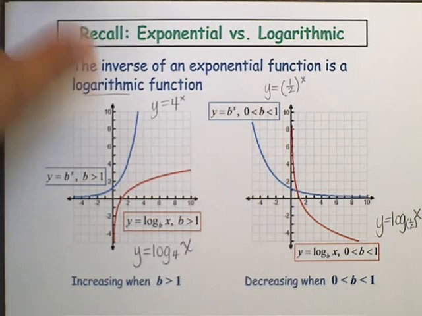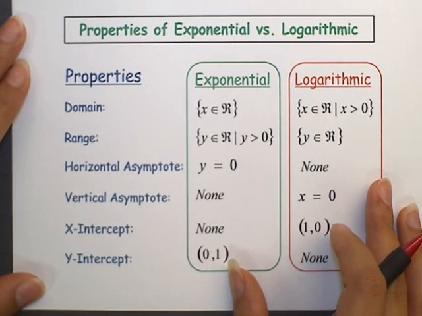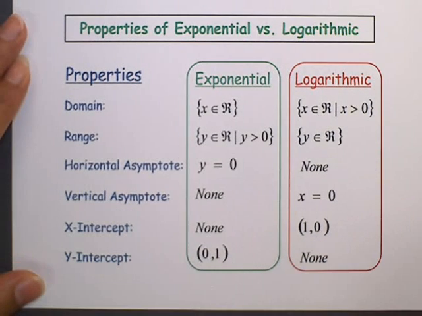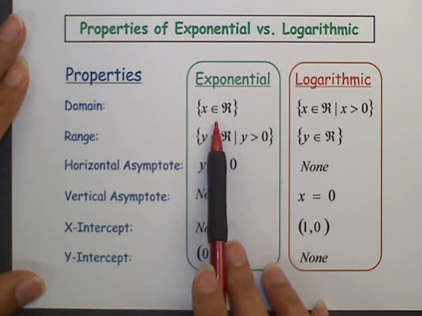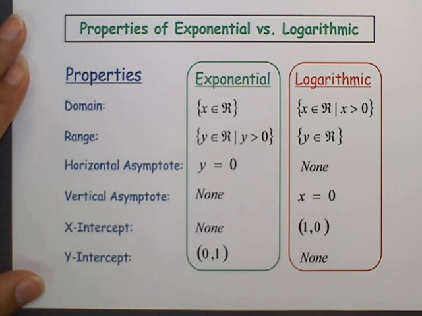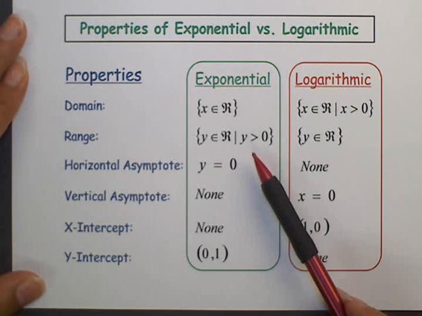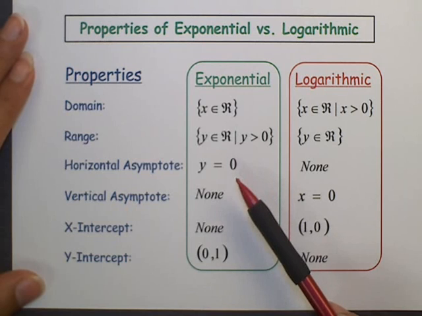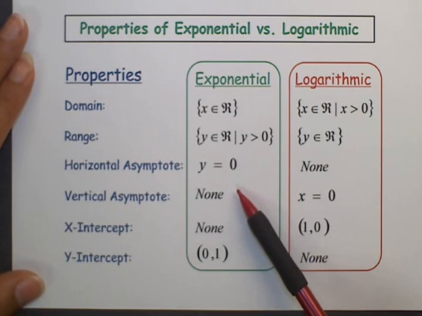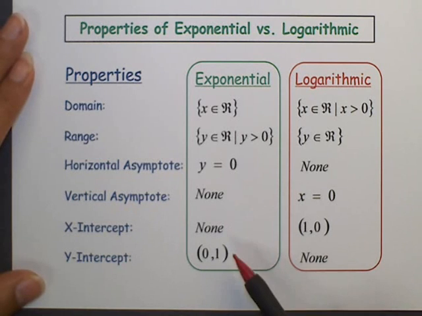Okay, some properties of exponential and logarithmic functions. Remember that they are inverses of each other, so you'll notice that a lot of their properties are opposite. For an exponential function, the domain is all real numbers since it continues infinitely to the left and to the right. The range is only positive values of y since the graph is above the x-axis, because there is a horizontal asymptote at y equals 0. There's no vertical asymptote, no restrictions there. There's no x-intercept since there is a horizontal asymptote at y equals 0. And the y-intercept is at (0, 1).